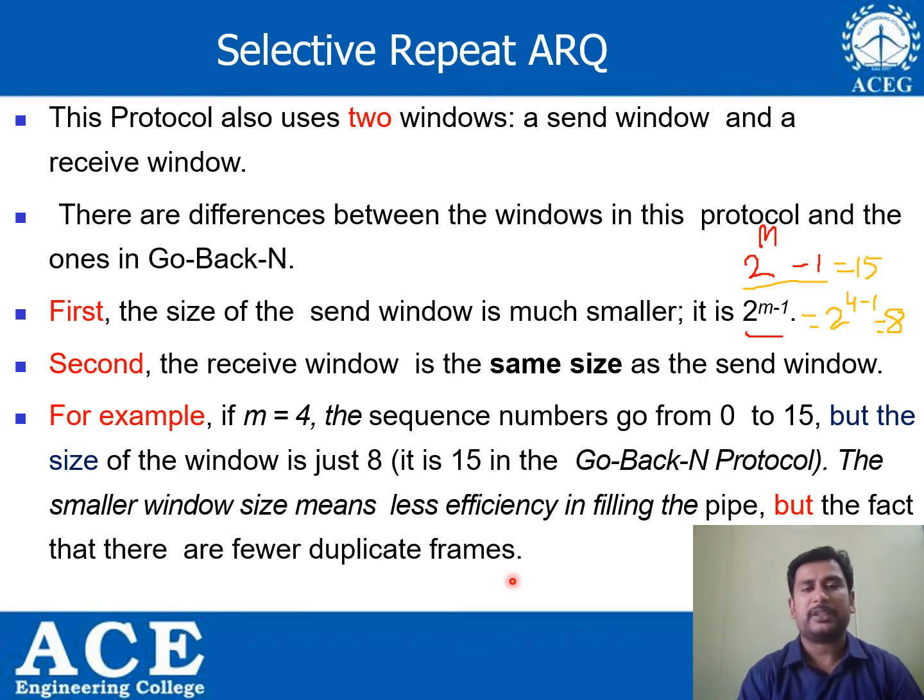And this is the first major difference: the window size of the sender is 2 power m minus 1, that is, 2 power of (m minus 1), so m minus 1 totally is in the power. So it's almost half of the window size of Go Back N ARQ. Second, the receiver window size is same as the sender window size for selective repeat. And third, compared to Go Back N ARQ, the selective repeat ARQ efficiency is comparatively less, but we will have fewer duplicate frames.